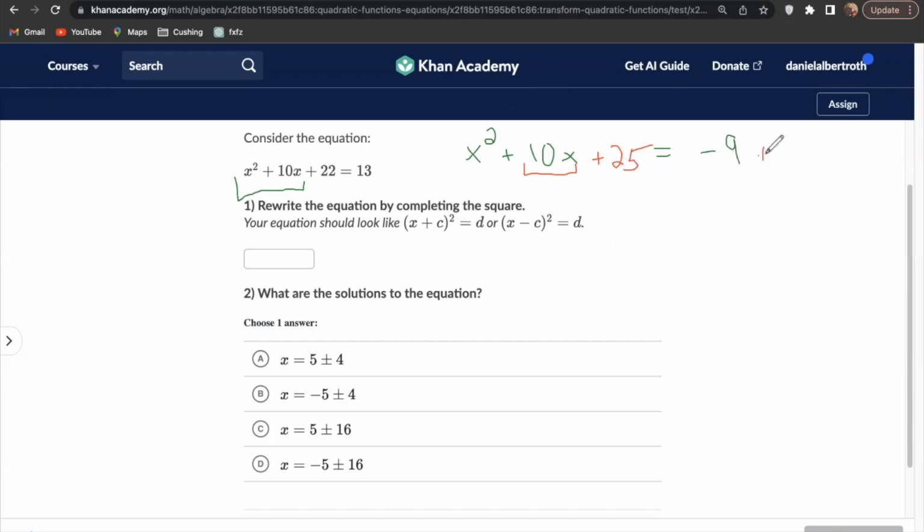I need to add it to both sides in order to keep the equation balanced, right? Because you can't just randomly add things to an equation, but you can do the same thing to both sides. That keeps everything in balance. So what this does is on the left side, I can now factor this very simply. It's going to be (x plus 5) squared.